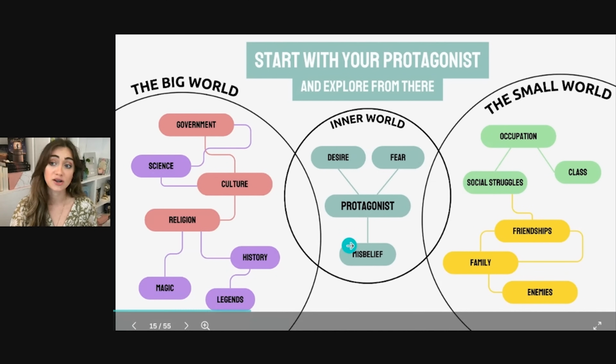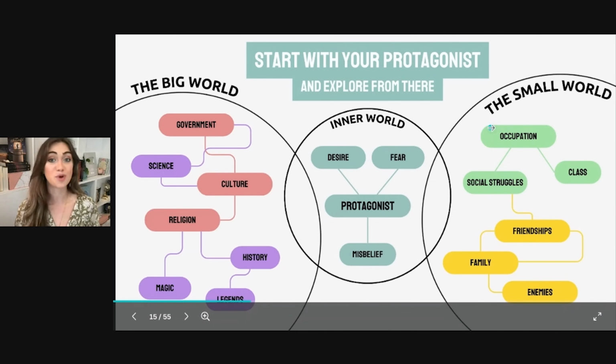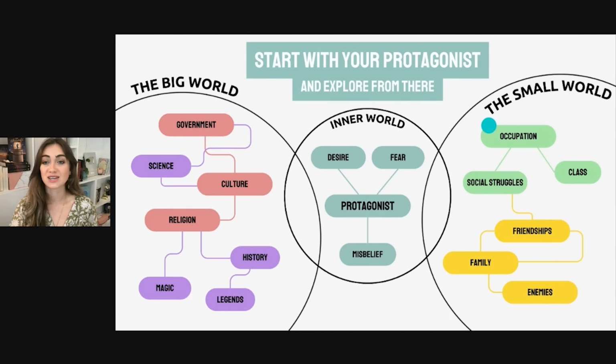But if we explore from here into what I like to call the small world, which is an extension of the protagonist's reality, we have their occupation, what they do for a living, or what they do all day, every day. We have social struggles that they face. We have the class that they find themselves in this society, their place in the world. All these three things do have an impact on them, and they are more important because they're in the small world of that protagonist's personal reality rather than the grander global reality that everyone faces.